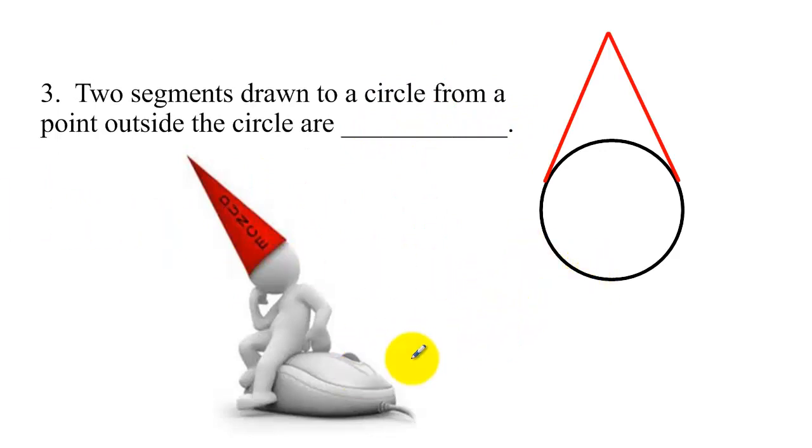And I call this the Dunce Cap Theorem because it always reminds me of a kid wearing a dunce cap. If two segments are drawn to a circle from a point outside the circle, then they are going to be congruent to each other. So congruent right here.